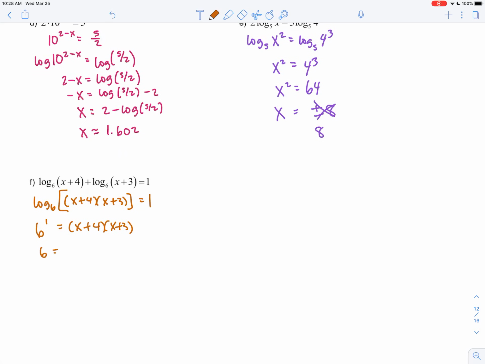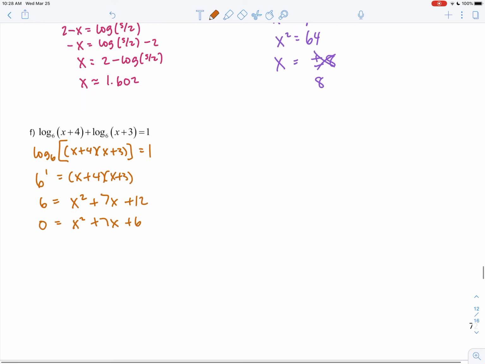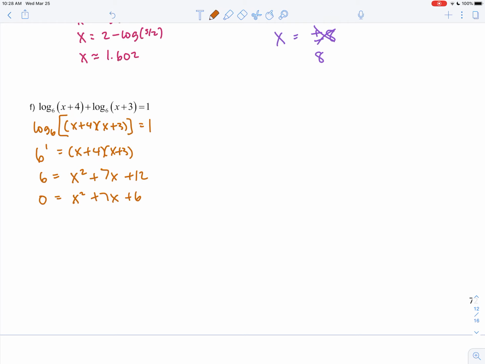So this will be a quadratic equation. Let's FOIL it out. Let's see, we get, would that be 7x plus 12? And if we move the 6 over, get 0 on one side, this one will maybe be factorable. If not, we can use the quadratic formula. It looks like this one happens to be factorable, so let's go ahead and factor it. And we will get two solutions, but they may not both work for the original problem. So I'm getting x equals negative 6 and x equals negative 1.